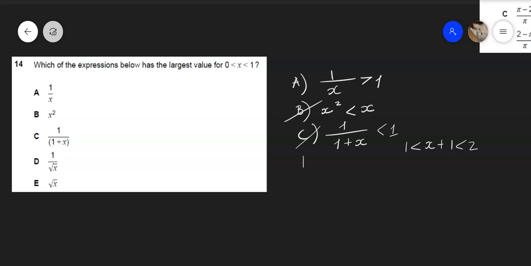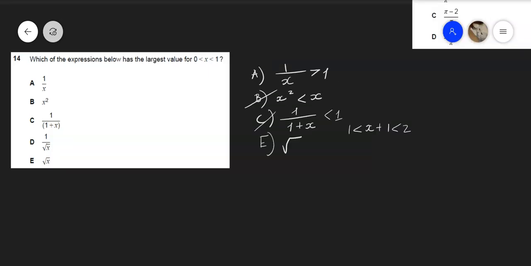Next one, let's think now about E, square root x. When we take the square root of x, and x is a number between 0 and 1, the resulting number is actually larger than x. If you're not convinced, think about the square root of 0.04, which is 0.2. So square root of x will be larger than x, but it will still be less than 1. So it means that we can get rid of option E.